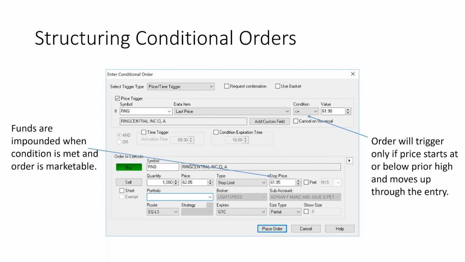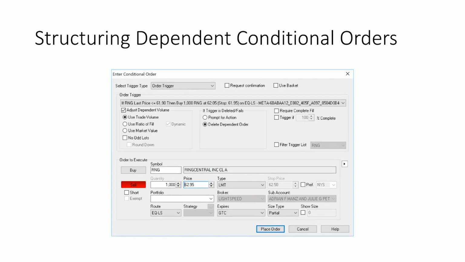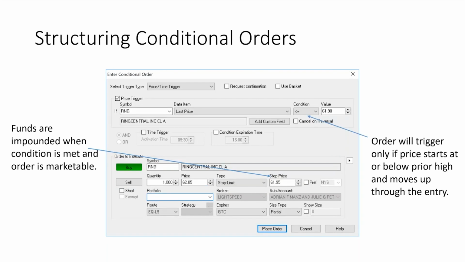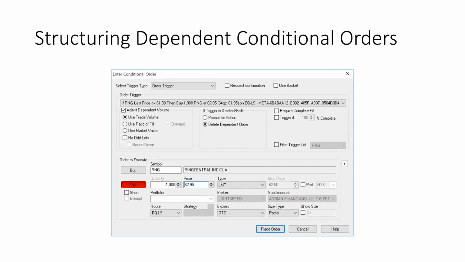And when the condition is met and the order is marketable, I'm going to get filled between that stop and that limit price. And then I need to structure dependent conditional orders to get me back out of the trade again if I got triggered in to begin with. So in the case of my software, I have to set up the OCO component of this. In some other trading software, you can set up a three-legged order where the OCO is set up like a bracket order and has a condition. That would be very nice, but I don't have that opportunity, so I have to go and set it up.